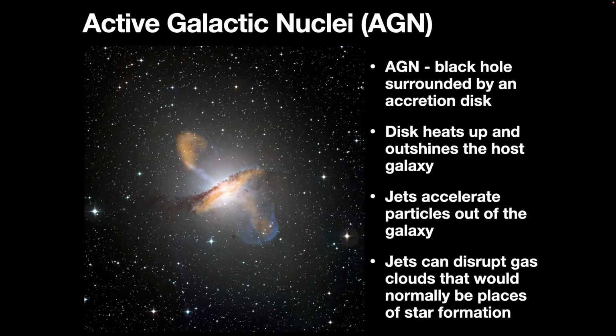And these jets can accelerate particles out of the galaxy and can disrupt gas clouds. And this can interrupt star formation. So the jets are flinging out what would normally be fuel for star formation, and it's breaking up gas clouds that would have been actually really nice places for star formation to take place. So AGN, when they're turned on, when the gas starts to get heated up and fall in and produce these jets, can really interrupt the normal star formation process in a galaxy.